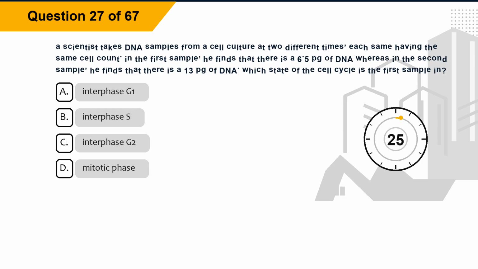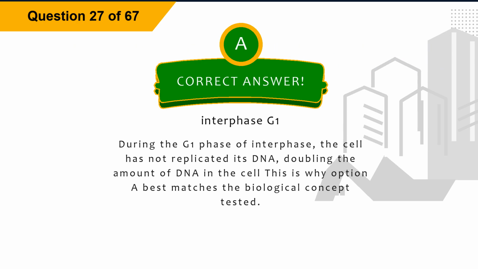Question 27. A scientist takes DNA samples from a cell culture at 2 different times, each having the same cell count. In the first sample, he finds that there is 6.5 pg of DNA, whereas in the second sample, he finds that there is 13 pg of DNA. Which state of the cell cycle is the first sample in? Option A, interphase G1. Option B, interphase S. Option C, interphase G2. Option D, mitotic phase. The correct answer is option A, interphase G1.